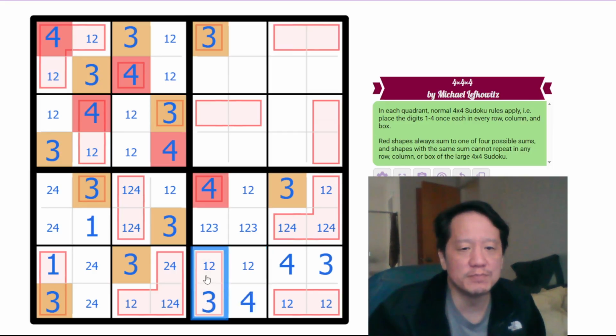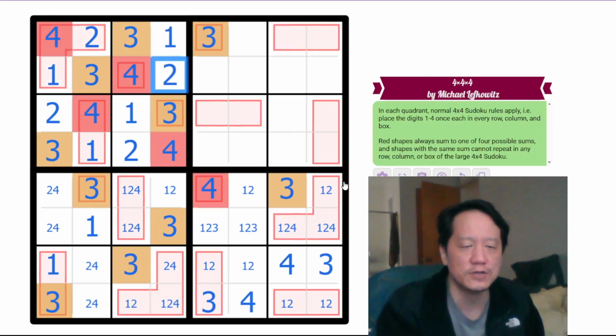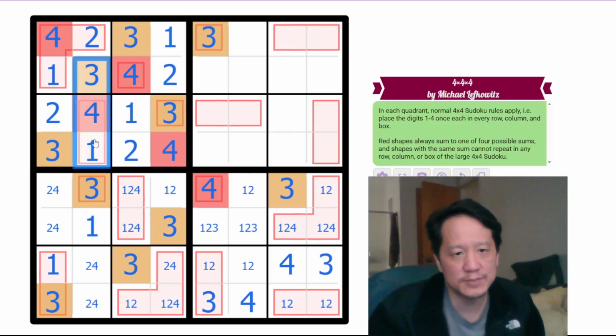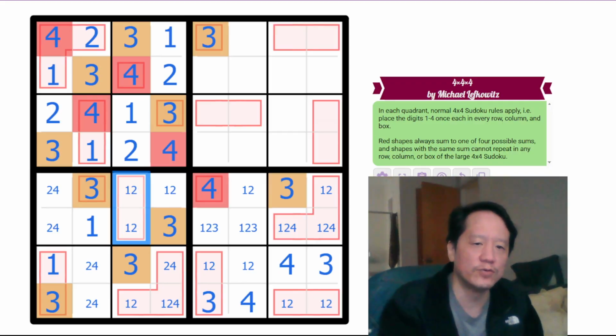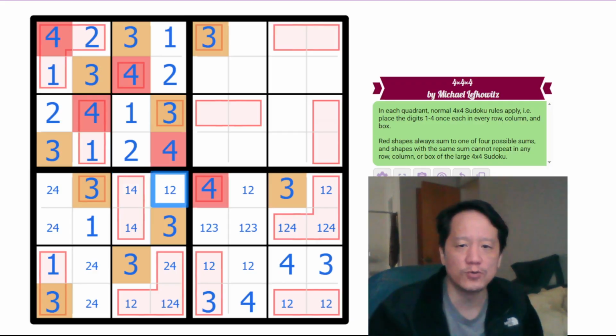Therefore, this must add up to 5, because at most, which means this is 5 at least. So this is 1, which makes this 2, which makes that 1, which makes that 2, 1, 2. So that's done. So this adds up to 5. This adds up to 5, so this must be 1 and 4. Oops. 1 and 4, which eliminates 1 and 4 in the rest of the box.